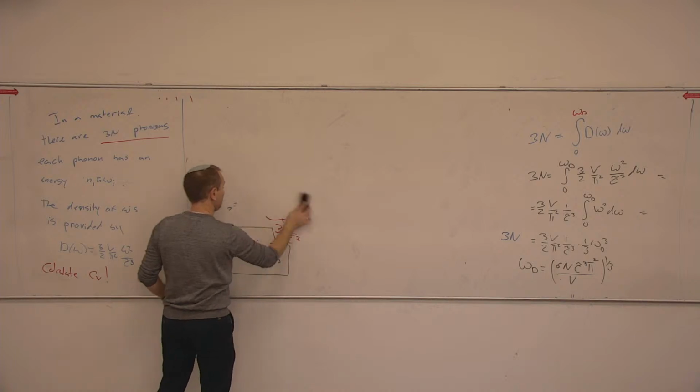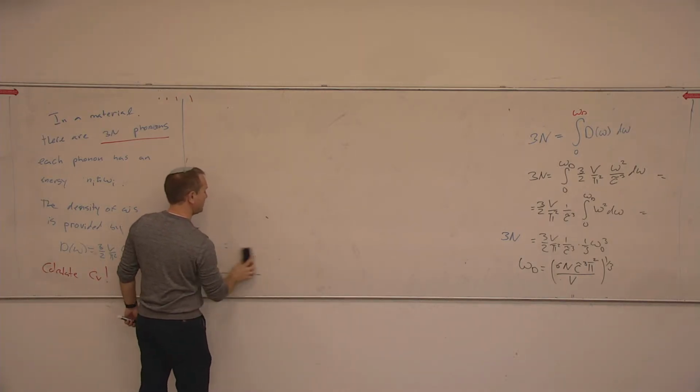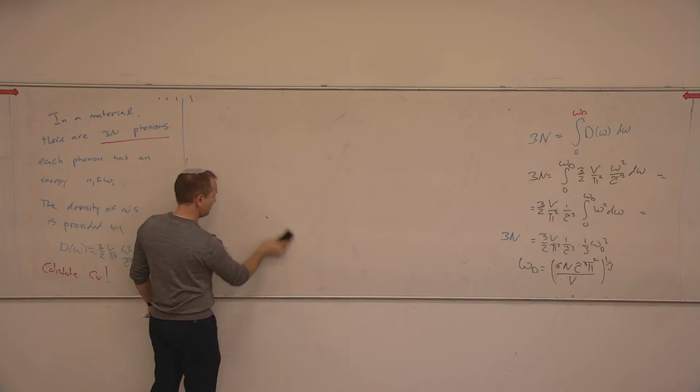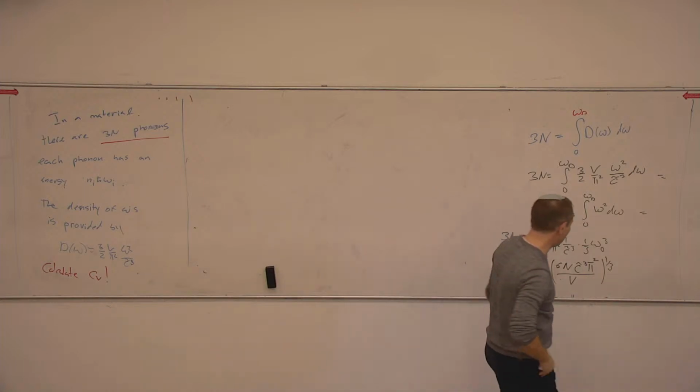What is the physical meaning of omega Debye? It's just a mathematical constraint, but it has to have some physical meaning. It is the limit where the theory works.